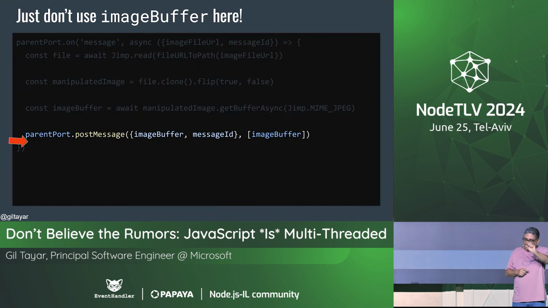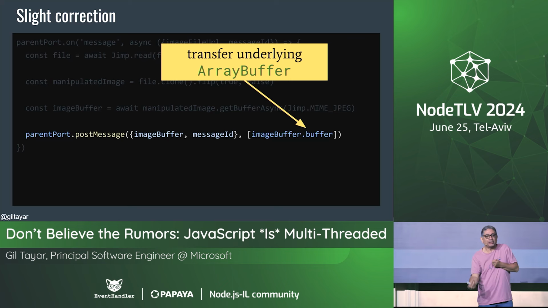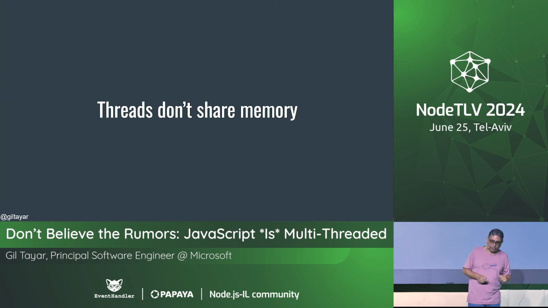There's a small detail. A buffer isn't transferred. A buffer has inside it something called an array buffer, which is the real JavaScript thing that holds the bytes. That is what needs to be transferred. So it has to be image buffer.buffer and not image buffer. If you try image buffer, you'll get thrown.